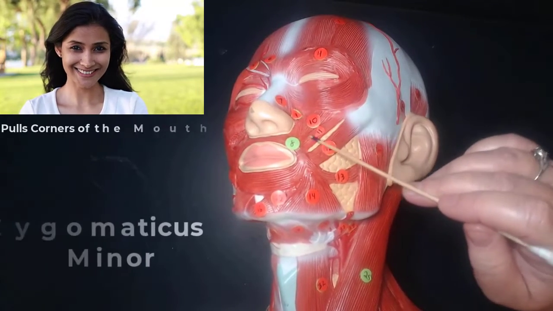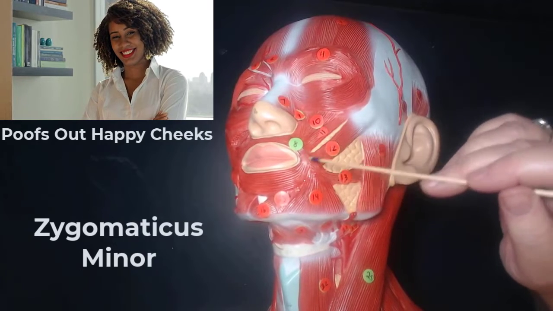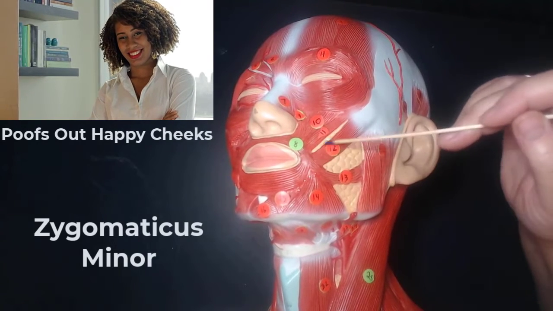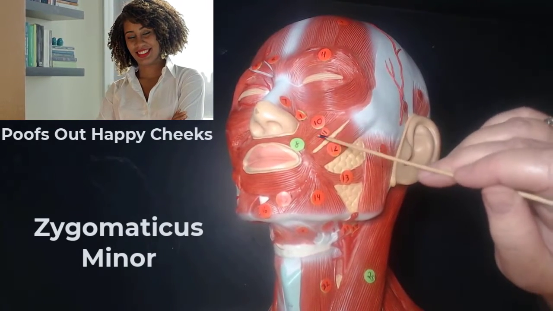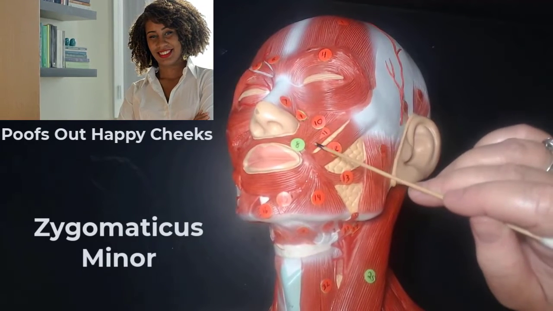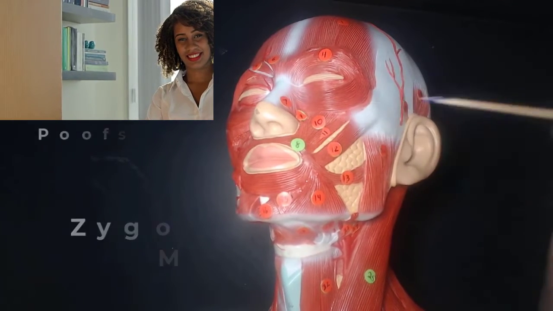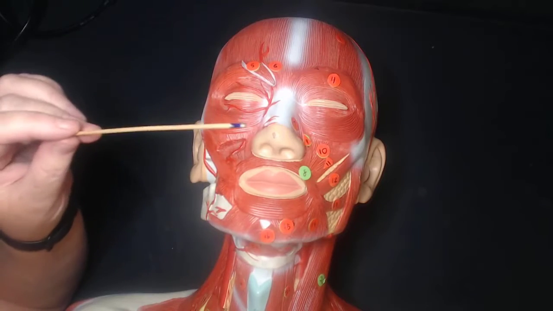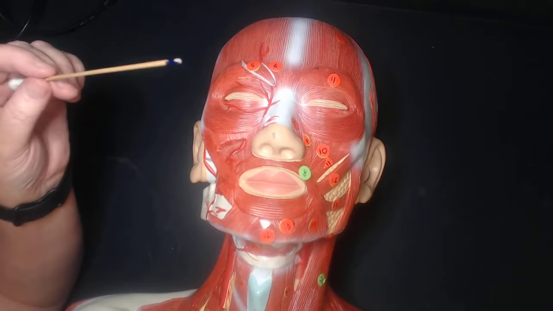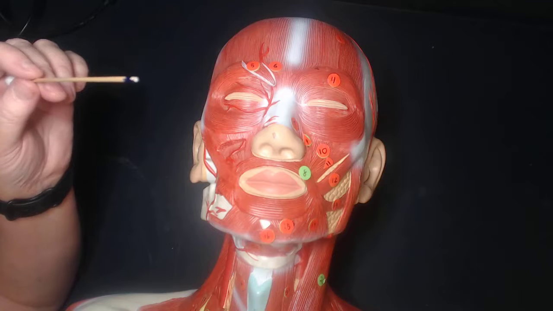The Zygomaticus minor, which is just above it, is going to help you to smile by pulling the corners of the mouth up a little bit, but more poofing out your cheeks. So the poofing out of your happy cheeks is done more by the Zygomaticus minor here. Oh, and the Zygomaticus major and minor are called that because they're over the zygoma. Remember, the zygomatic bone is the bone of the cheek.